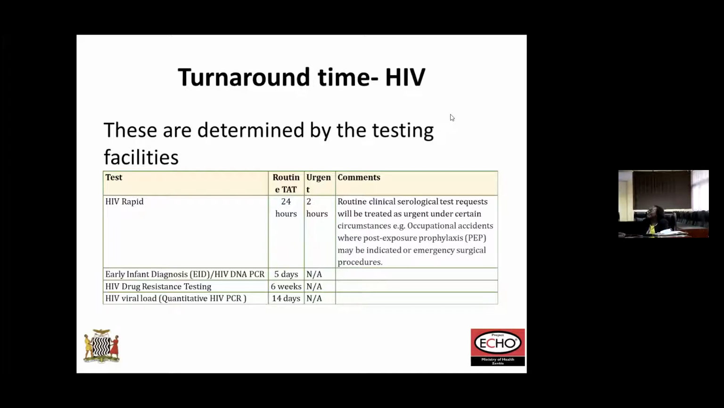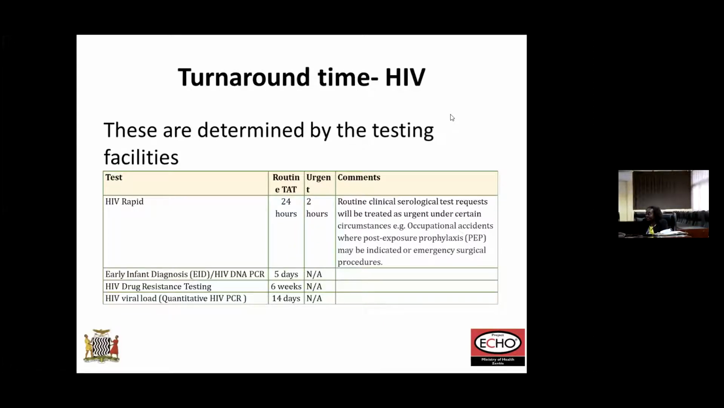For rapid HIV, routine is 24 hours, while the urgent is within 2 hours. You're supposed to get your result. For EID, HIV drug resistance, as well as viral load, we do not have what we call urgent results. Not saying that we cannot give it a chance.